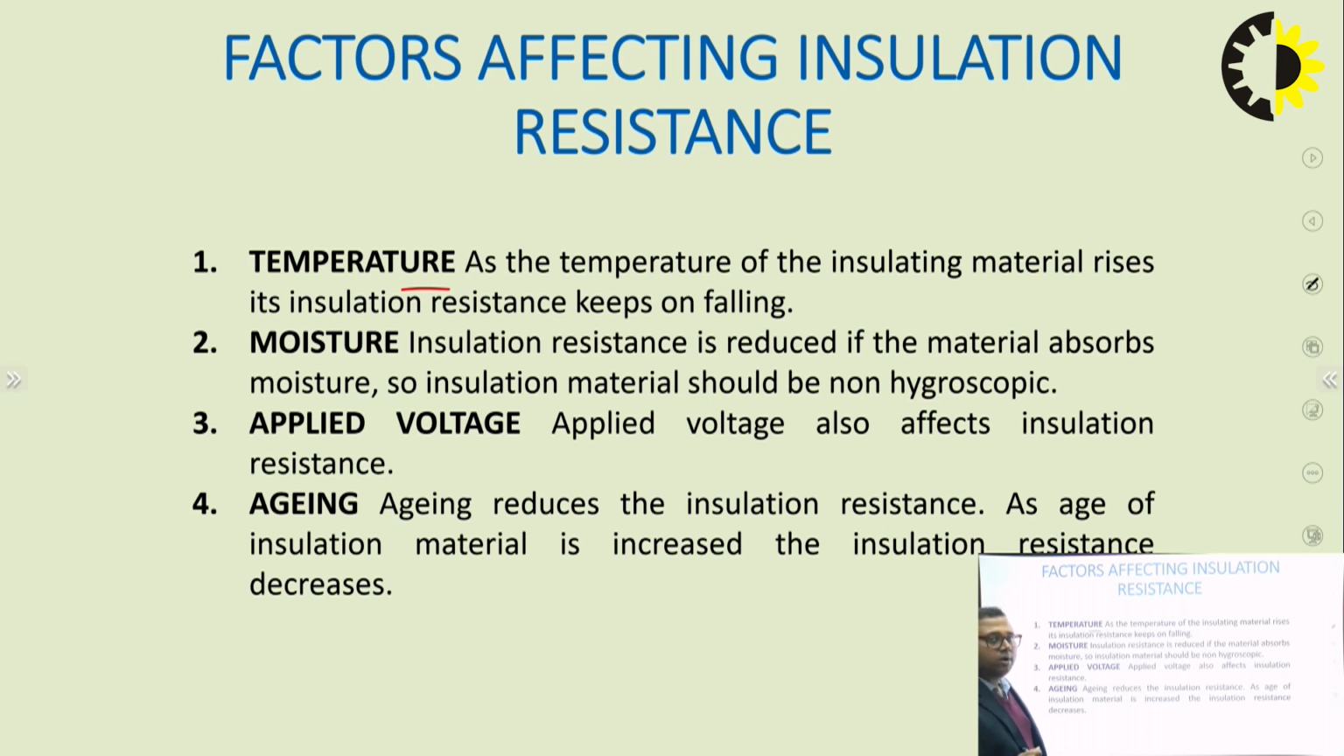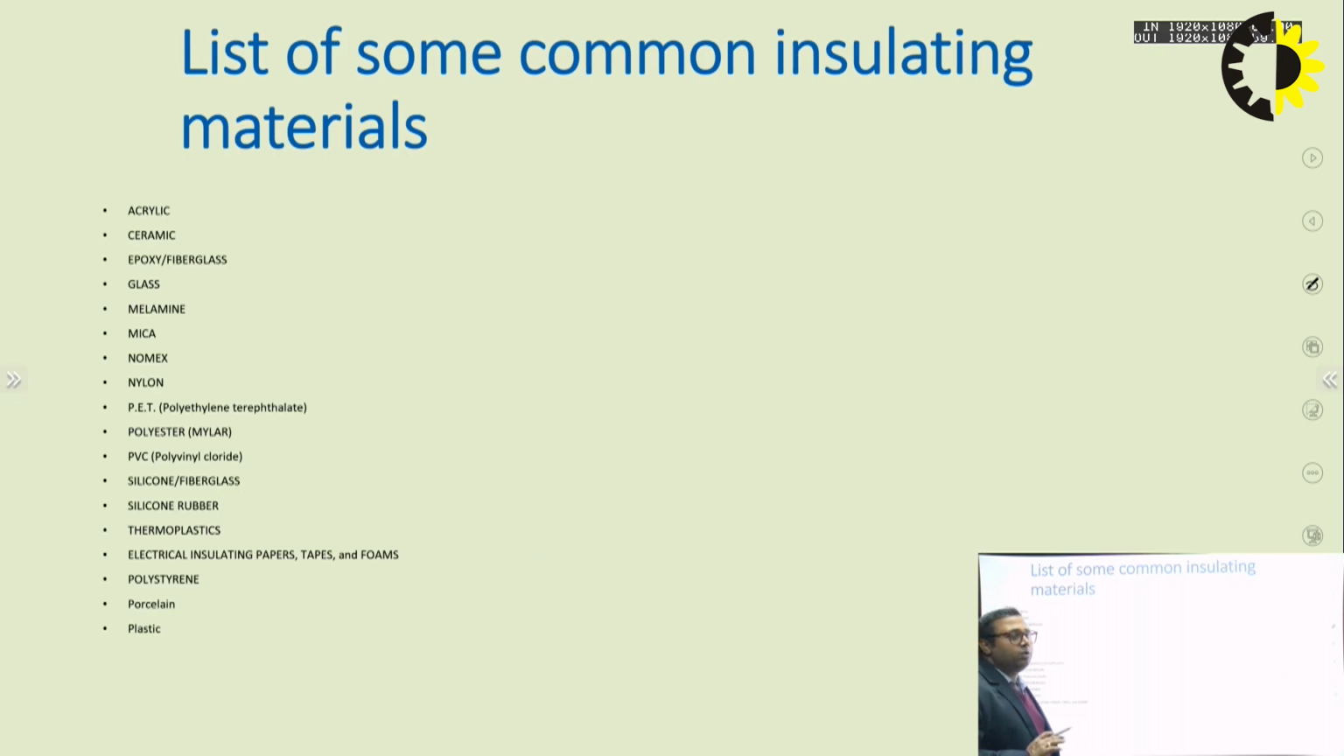Third is the applied voltage. Applied voltage also affects the insulation resistance. And fourth, in order to get better insulation, the age of that particular material should be small. We should use it in a particular time frame. There are various different types of insulating materials, acrylic, ceramic, you will note it down.